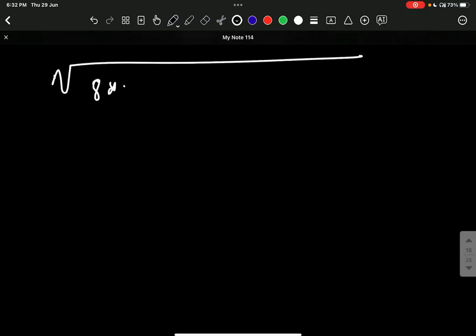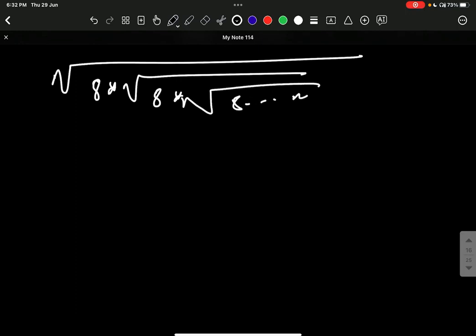अब मान लीजिए ऐसे भी हो सकता है कि मल्टीप्लिकेशन हो. Supposedly if it is under the root of 8 into under the root of 8 into under the root of 8 and so on up till n. So in the case of multiplication, the answer is the number itself. So here the answer is 8 itself. ठीक है, ये भी हो सकता है. ठीक, तो ये चीजें आपको ध्यान में रखनी है.